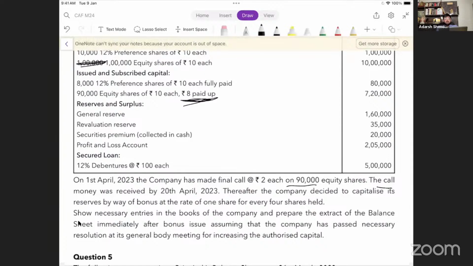This is not a bonus call. This is a normal call. The company has made the call. People have paid the money. So the call money was received. So this is not a bonus call, a normal call.